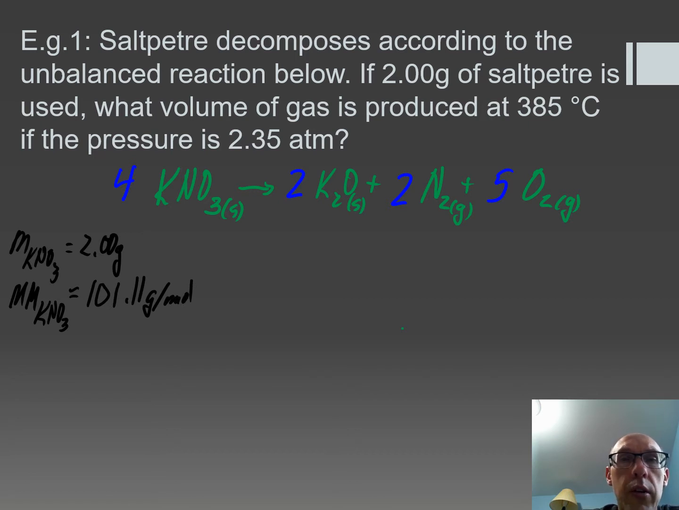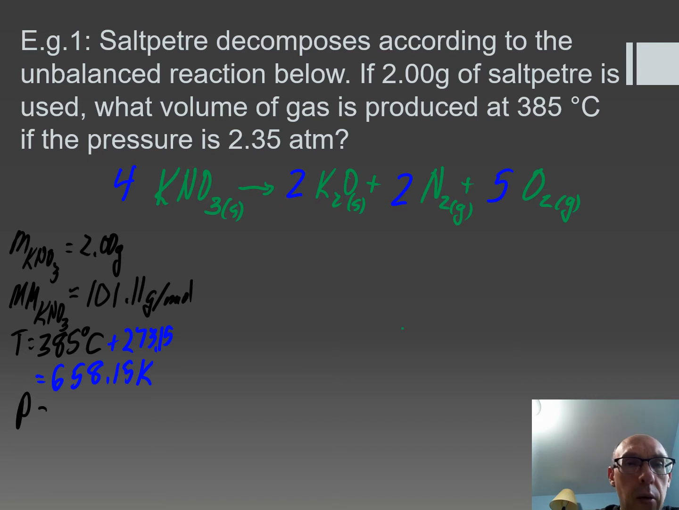Other information is that we have a temperature equal to 385 degrees Celsius. We know we've got to add 273.15 to give us 658.15 Kelvin. The last piece of information given is that we have pressure equal to 2.35 atmospheres. Atmospheres is one of the units that works well with the ideal gas constant, so we probably don't need to convert that.